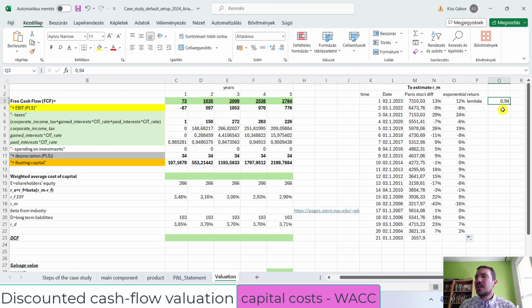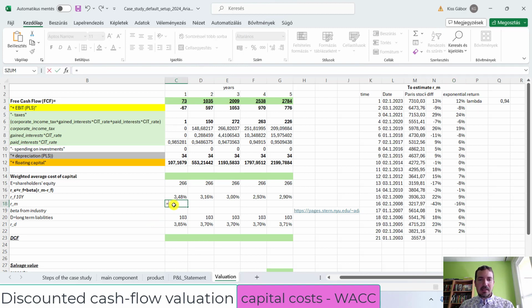This is for annual data. It would be 0.97 if it would be monthly. So let's use this lambda and just take always the time factor. If it's in the past, then it's less important. So practically we are just removing their importance.